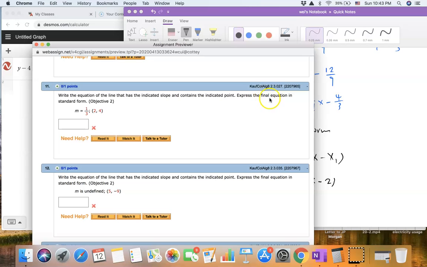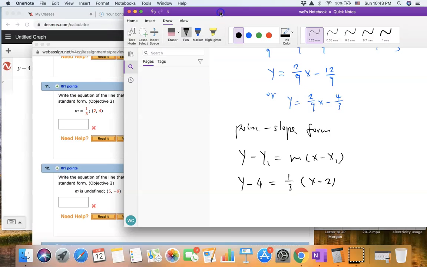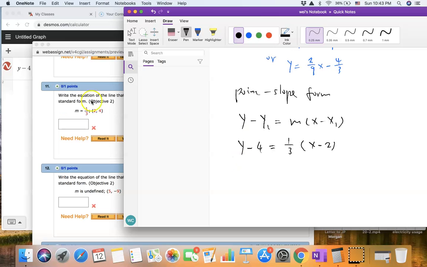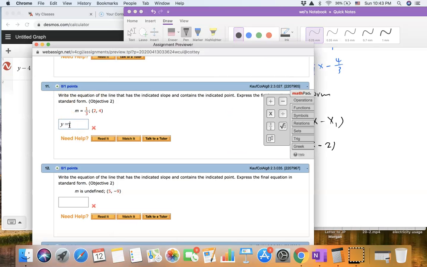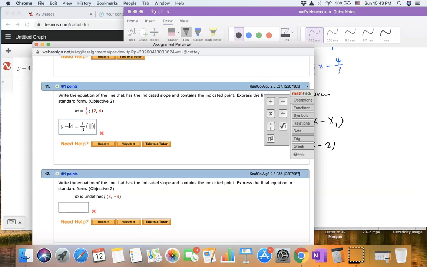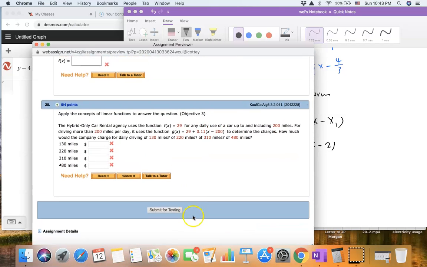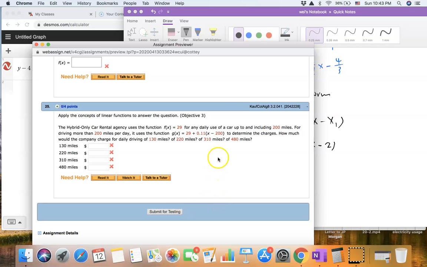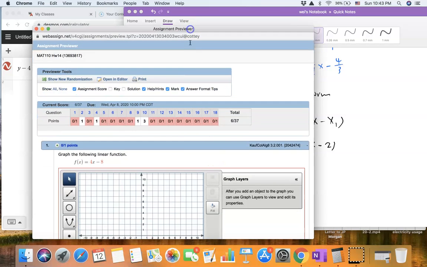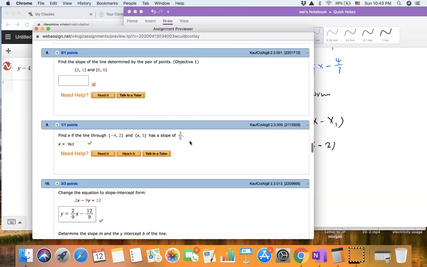But because we are asked to express the answer in standard form, if we type our answer this way, it will be wrong. Even though it's the same straight line, we didn't use the required format to write the answer, so the website will grade it wrong.